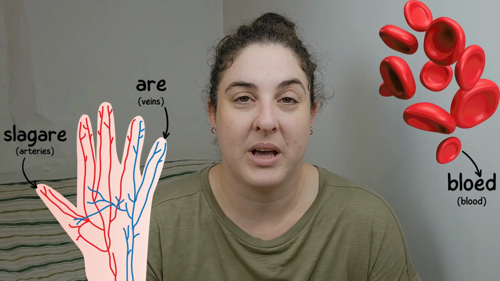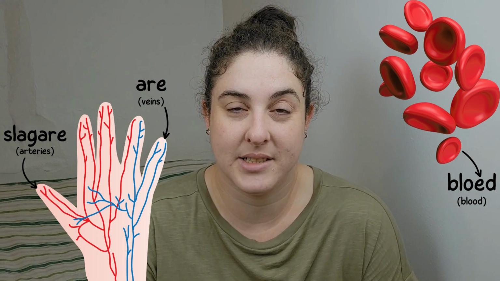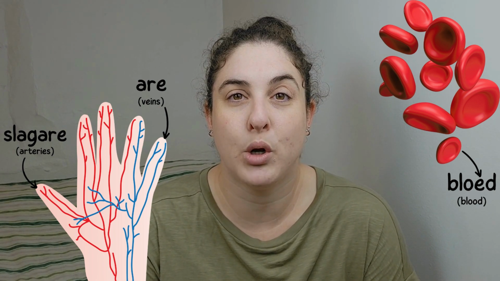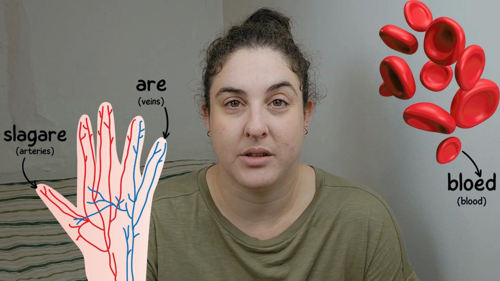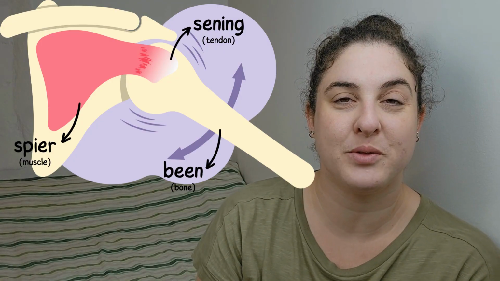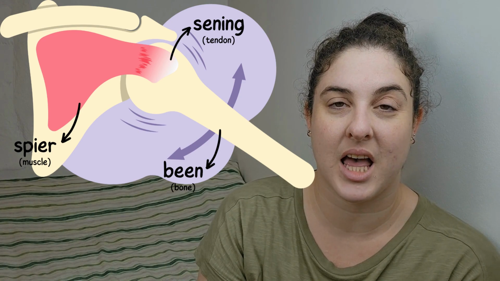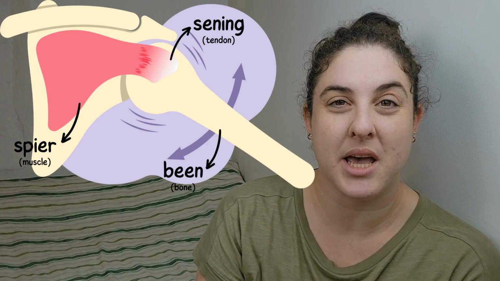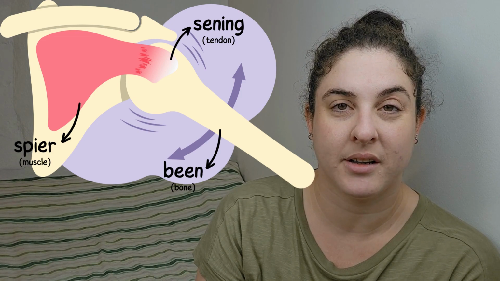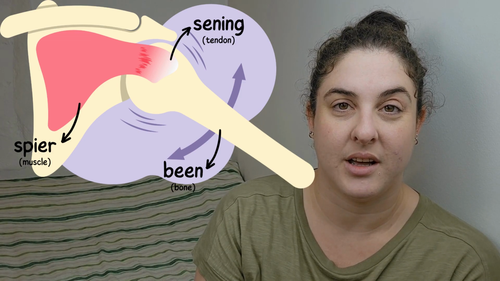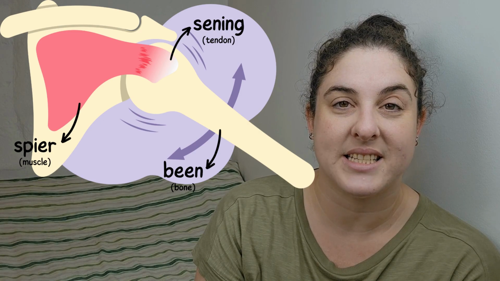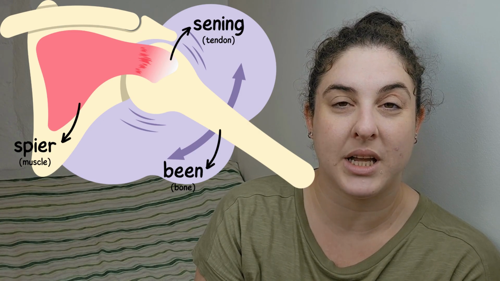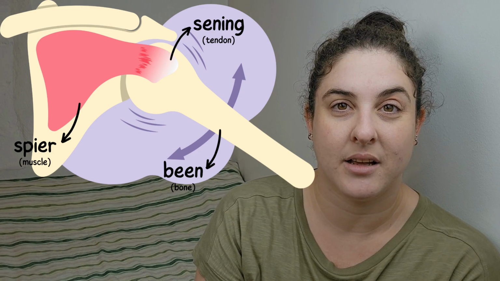And then on the right, we have the picture of the blood platelets. And the word for blood in Afrikaans is bloed. Bloed. The words for muscle, tendon, and bone. Muscle is spier. Spier in Afrikaans. Tendon is sening. Sening. And bone is been.